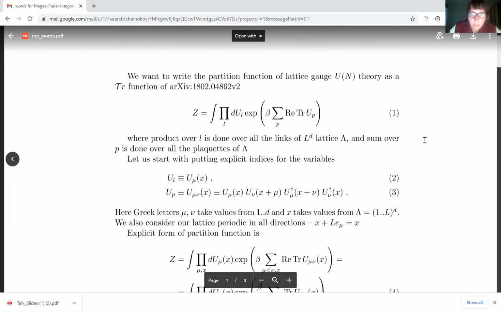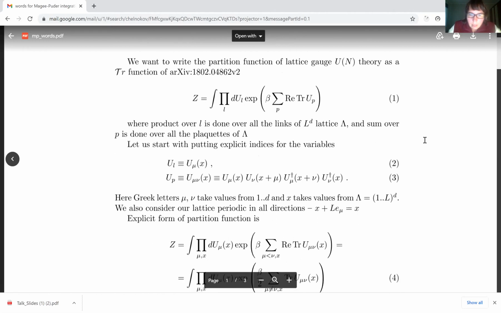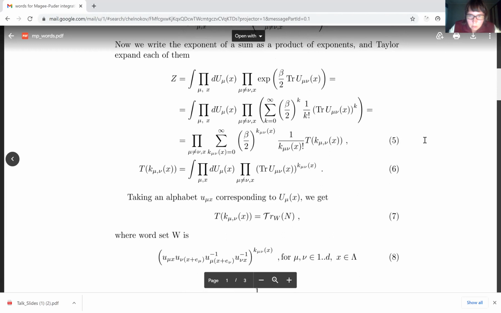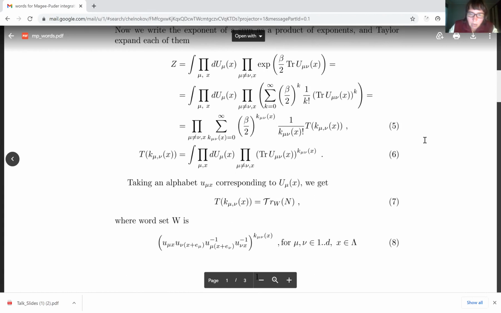Oh, okay, sorry. So this is just a 3-page PDF document. Here you have the partition function to begin with. This is the same as my formula 1 in the slides. And here is the derivation of the expansion into these Magee-Puder integrals. It's some regrouping of terms; I don't think it's terribly enlightening to think how it's done. It's Taylor expanding plus regrouping. In the end, we get a series in trace W of n, which are these Magee-Puder integrals, where the word set is something like this. You get matrix coefficients of these unitary matrices with some indices, and you form words out of these matrix coefficients. And these are the words in this Magee-Puder integral.